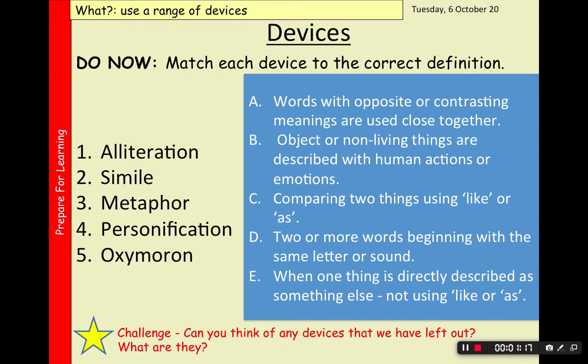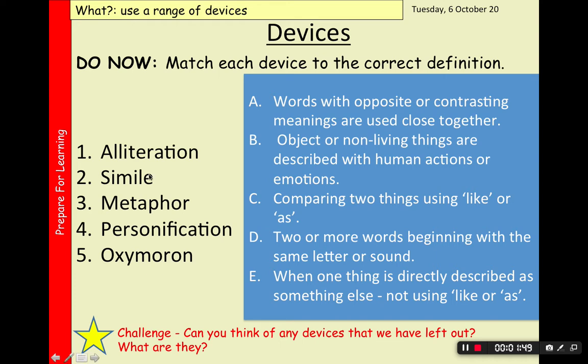Number two, simile. Simile is C. So comparing two things using like or as, you need one of those words like or as for it to be a simile. Number three, metaphor. That is E. So when one thing is directly described as something else, not using like or as. And then four is personification. That's B. So when an object or a non-living thing is described with human actions or emotions.